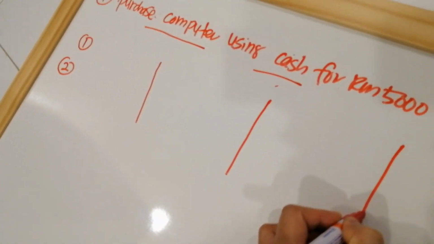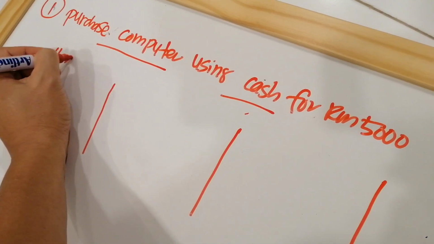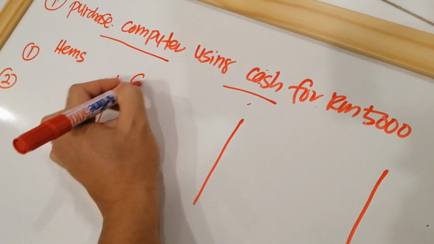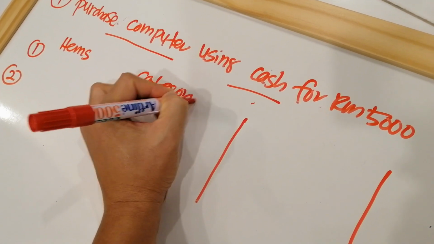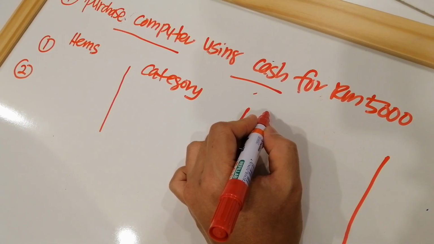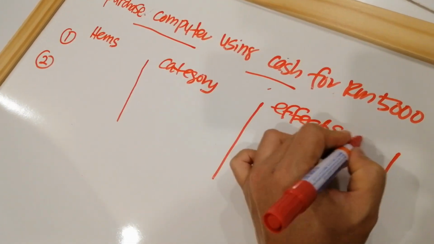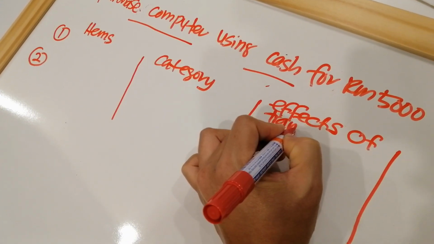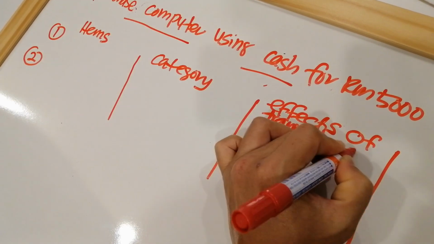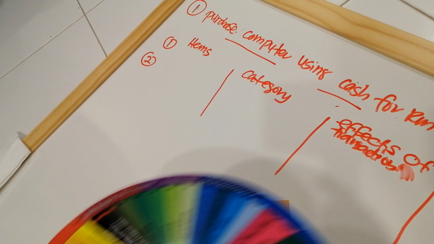Okay, so normally I will ask my student to prepare 3 columns. The first column represent for the items punya nama lah. The second column is category. And the third column is effects. Okay, effects of transaction. So, effects of transaction here, dia ada 2 je. Increase or decrease. Okay.